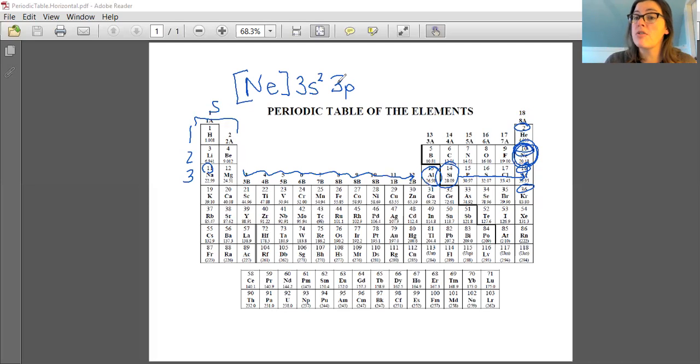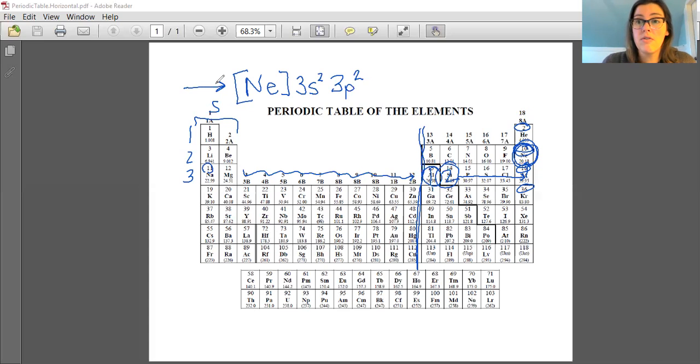We count from the start of the P block, which is right here, right before group 13, and we count over: aluminum is 1, silicon is 2. So there are 2 electrons in the 3p sublevel. And this right here, this is our electron configuration, our shortened or condensed configuration for silicon.